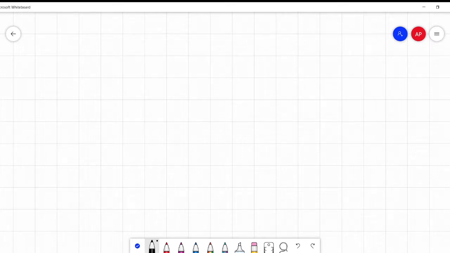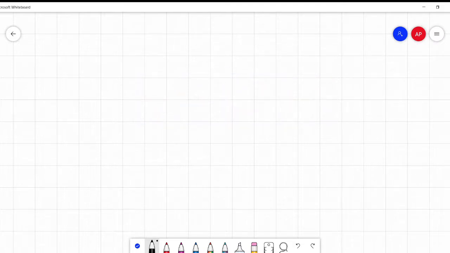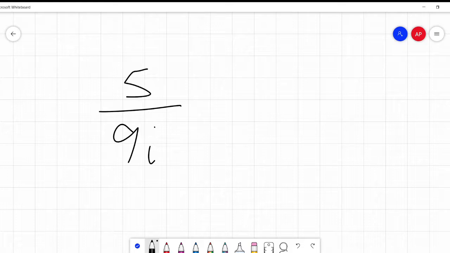The way these are going to be presented, they're pretty much always going to look like fractions. I have never seen where they do something like 5 divided by 9i. It's never really written that way. If your teacher's doing it that way, then kudos. She or he is unique. But this is normally how you're going to see it: 5 over 9i, and they want you to simplify it.